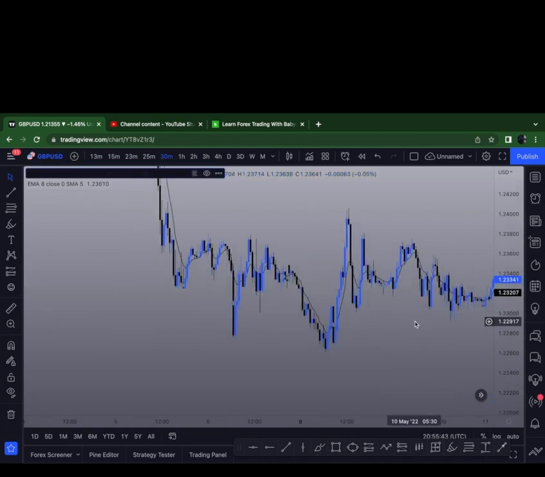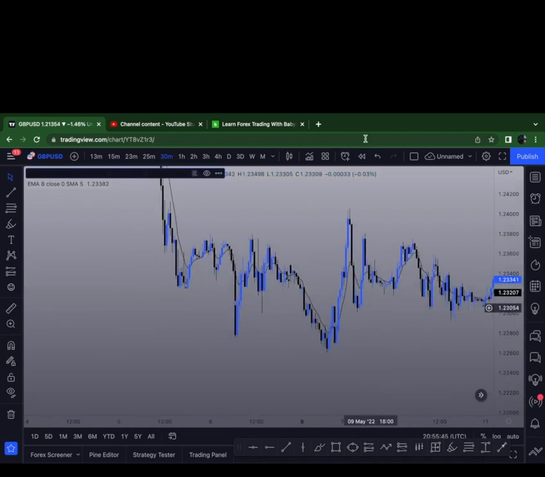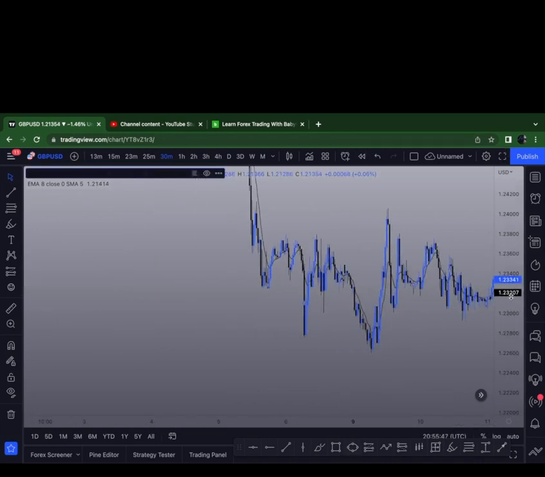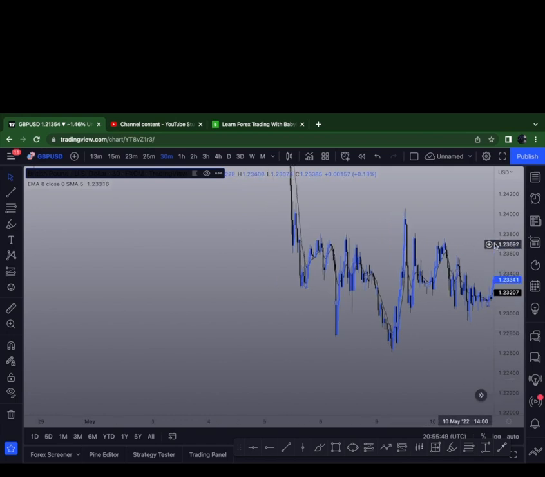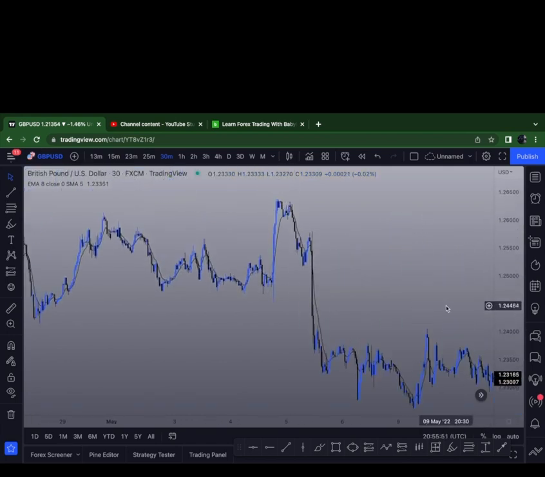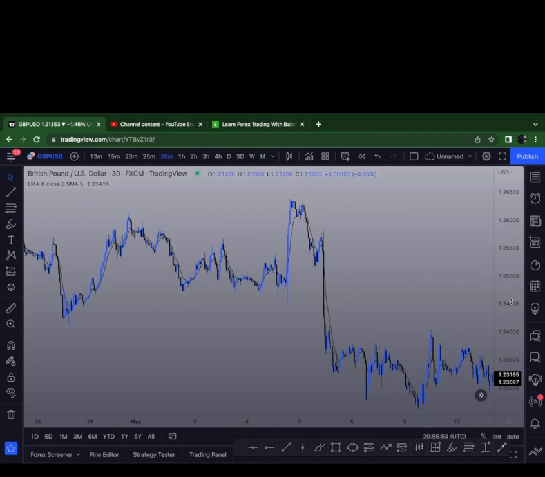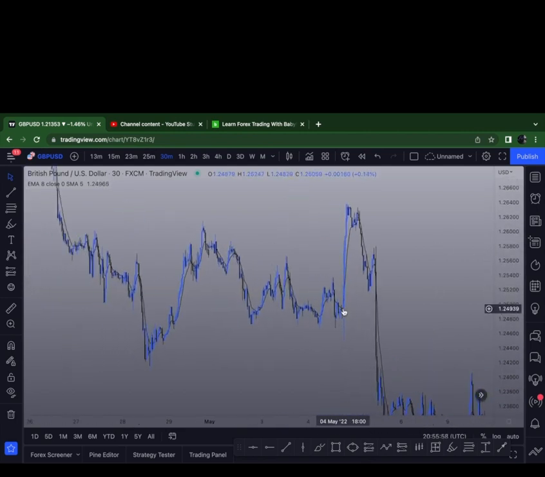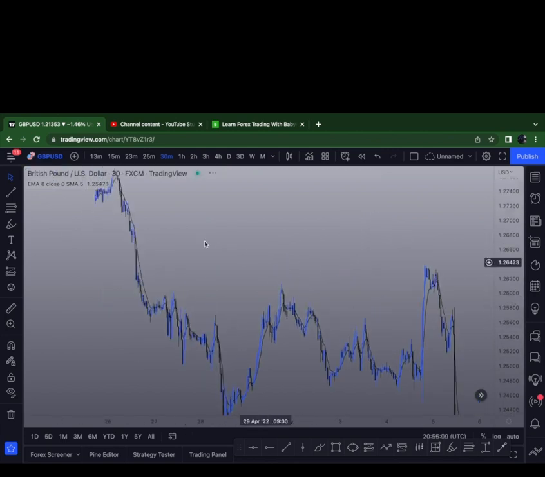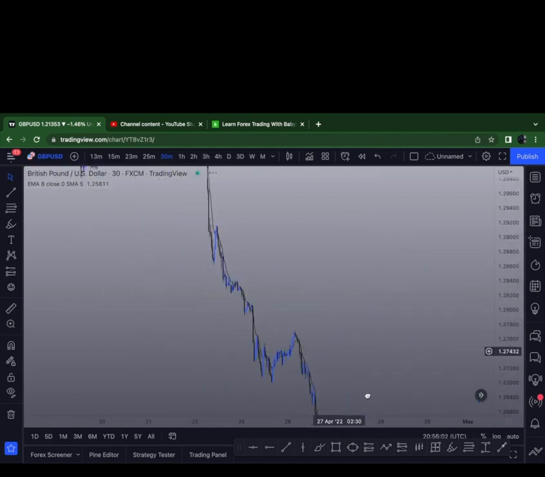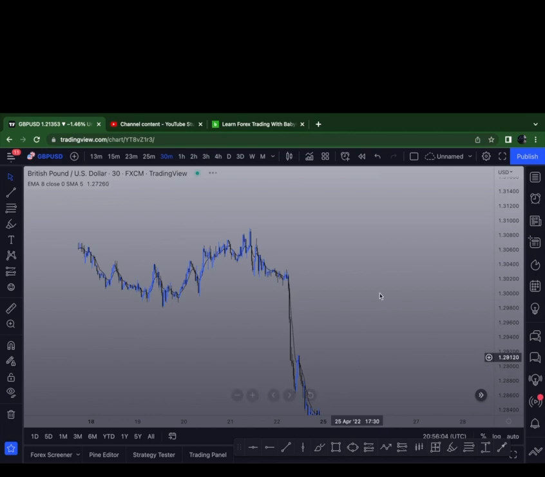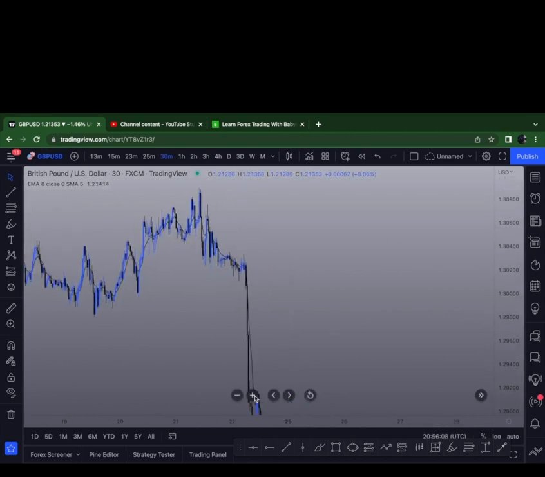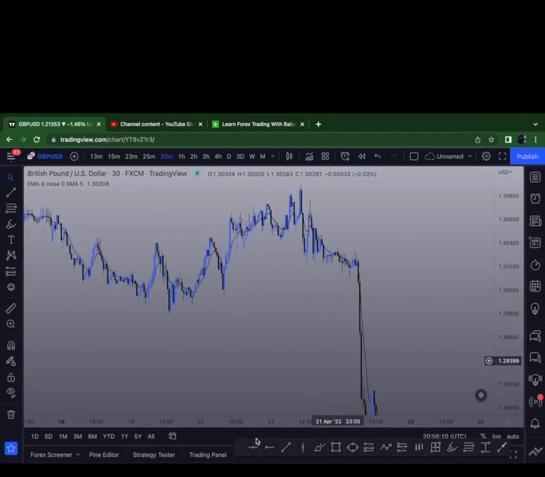So another example here. Let's go back. Let's go back more. GBP USD has some crazy moves though. Actually, I don't trade this pair. So I'm just using it to show you guys the strategy.